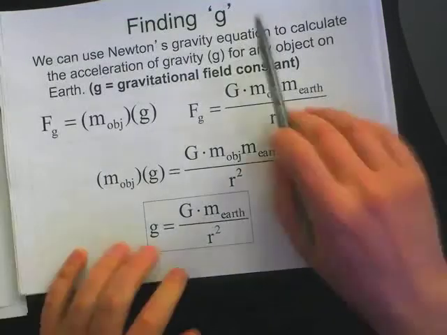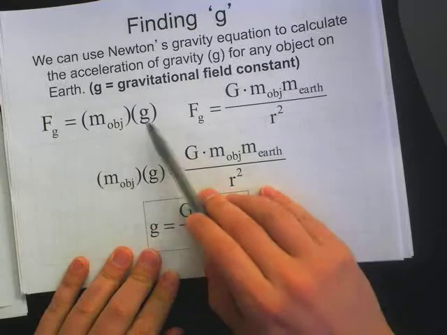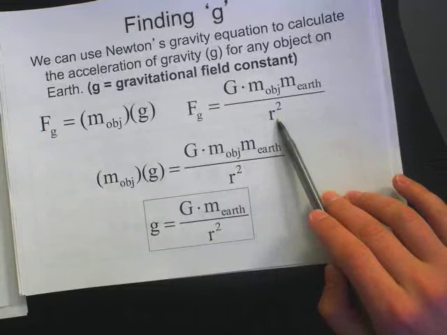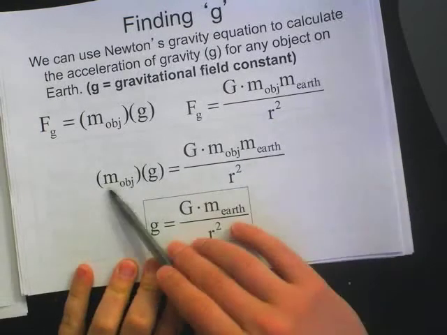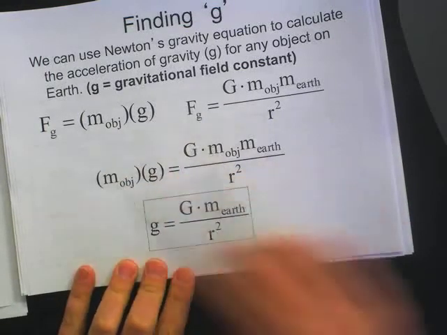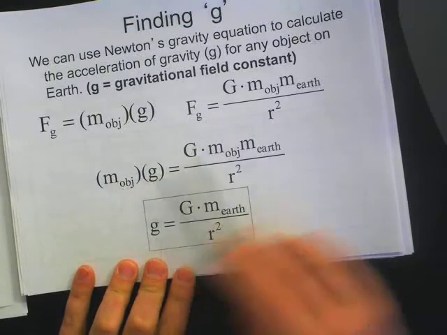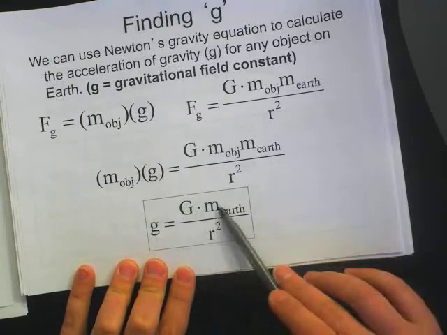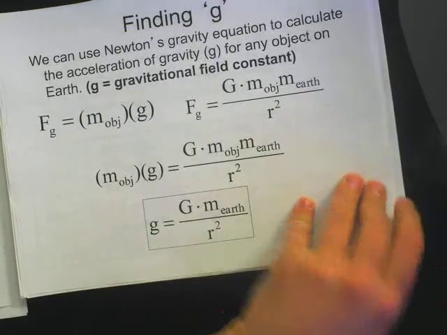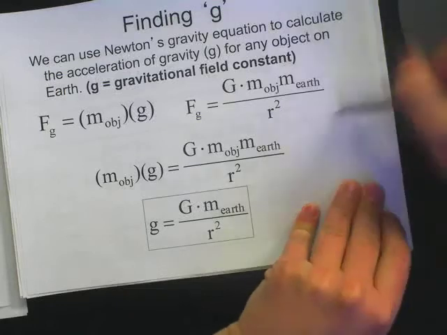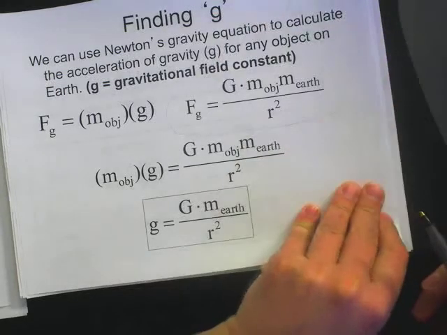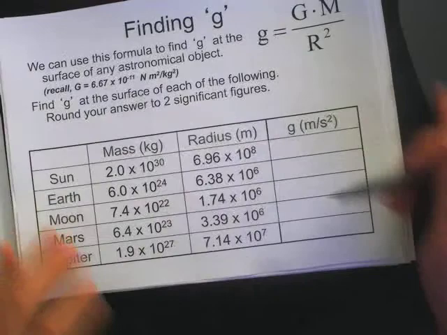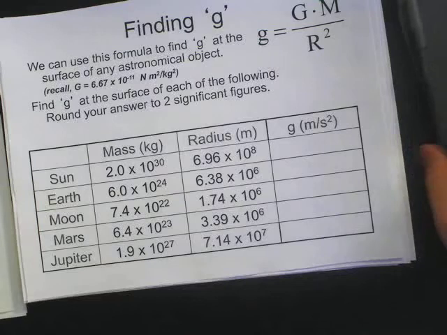So finding little g, we remember that Fg equals m times little g, but now we know the real answer, Fg equals G m m over r squared, where r is the distance. If we set them side by side, we get the mass of the object times little g equals G times the mass of the object times the mass of the Earth over r squared. So little g is just G times the mass of the Earth over r squared. That's an important equation that we'll need as well, this equation and this equation. So we can do our little g for each of these different planets and plug them in.